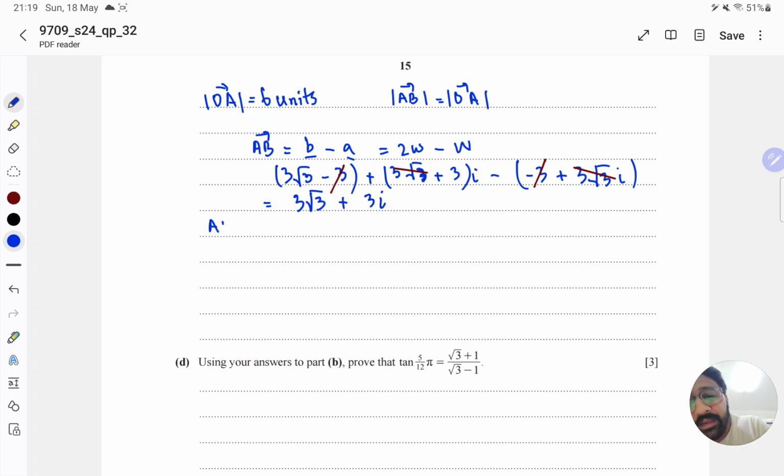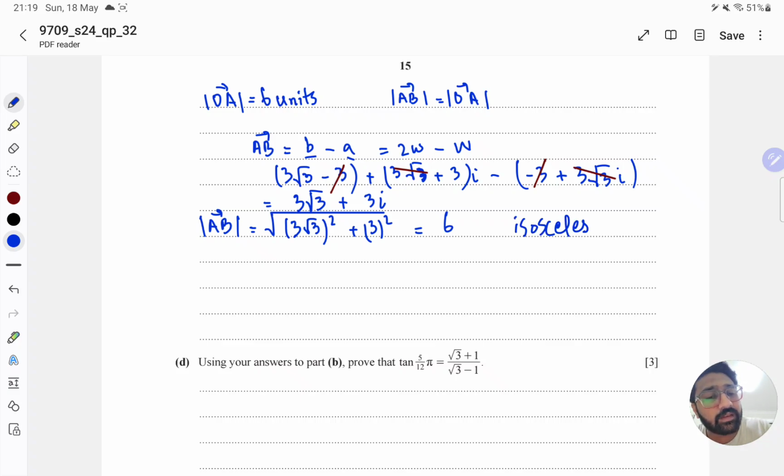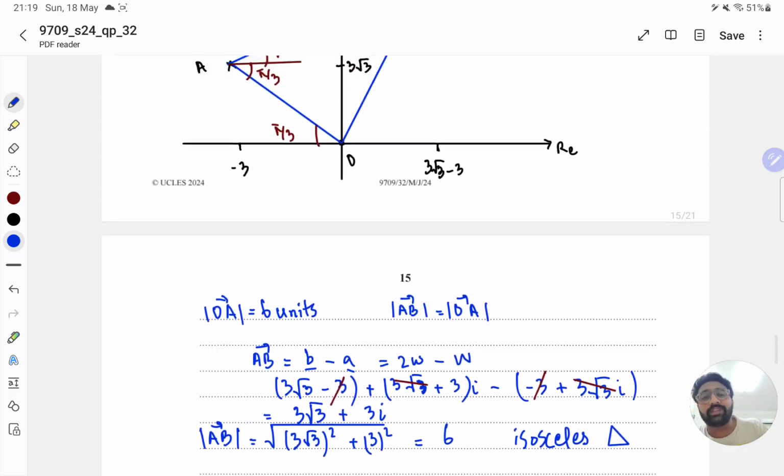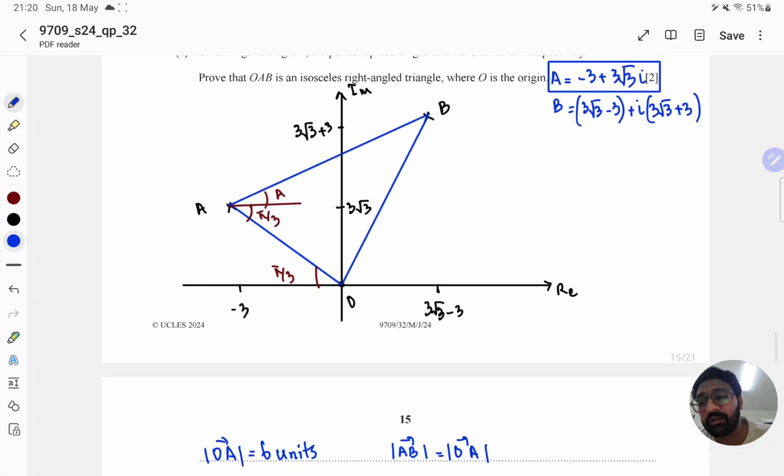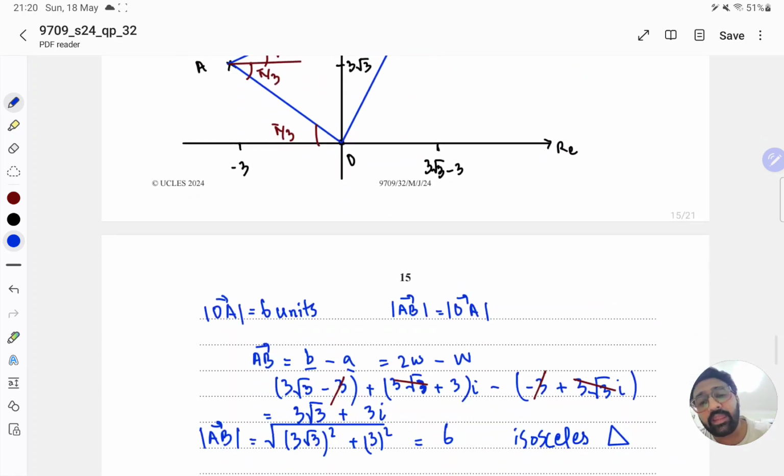Now if I find the magnitude to prove that it is isosceles, it is going to be the square root of (3 square root of 3) whole squared plus 3 squared. That is going to be 27 plus 9, which is 36, and the square root of 36 is 6. So it proves that it is an isosceles triangle. Now we need to know this angle as well in order to prove that it is a right angle triangle. So we already have the portion, we just need to find out that A. So angle OAB.